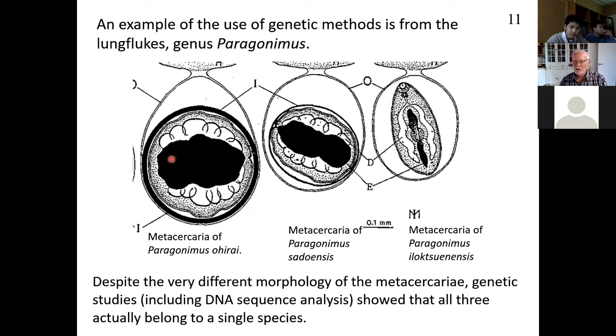I won't go back through the details of the differences, but people long assumed that these must all belong to different species. But by the use of genetic methods, including DNA sequence analysis, it became clear that all three of these actually belong to a single biological species. So if we apply the biological species concept to Paragonimus, all of these belong to one species. A little bit later, I'll explain what the name of that species should be.